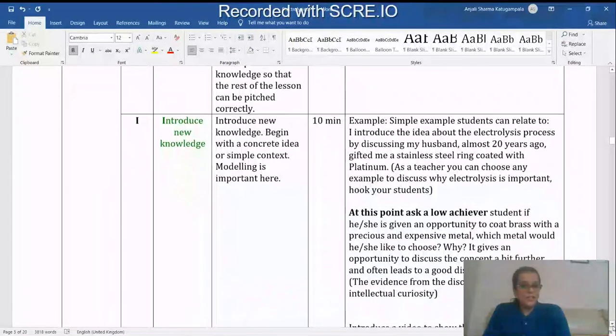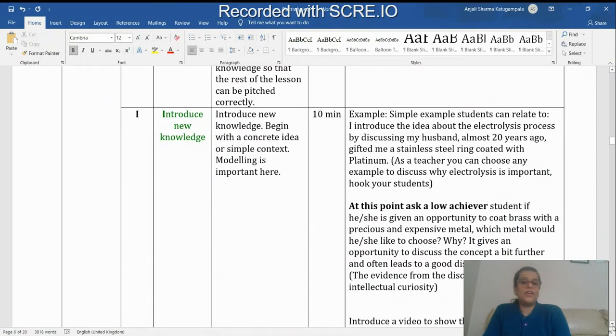Introduce new language, new knowledge. So how are you introducing this knowledge to your classroom? It's very important. When I explain the electrolysis process, I use a very simple explanation. I actually use a storytelling method where I tell them that 20 years ago, when my husband proposed to me when we were at the university, he gave me a stainless steel ring coated with platinum, etc. I just come up with the story and tell them.